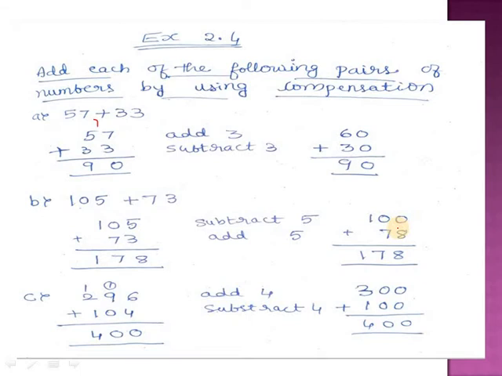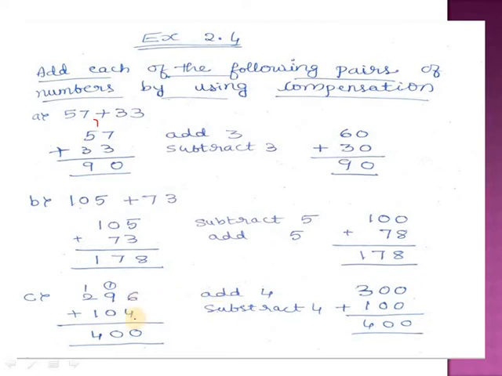Yes, no, children? That is the compensation. Now see, 296 plus 104. If we add 4 to this one, 296 add 4, what will it become? 300. So here the end number is 0. So 300. 104 subtract 4, what will it become? 100.